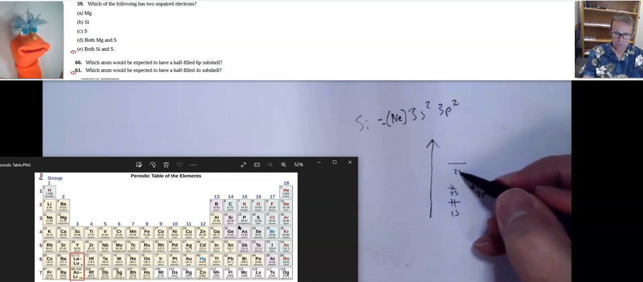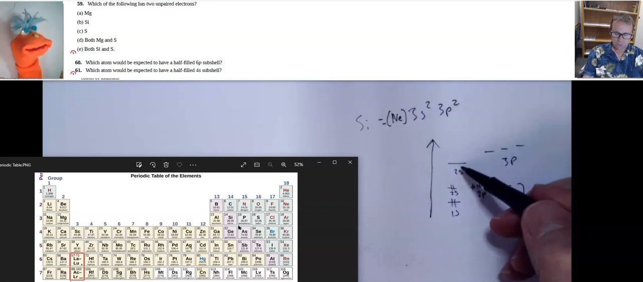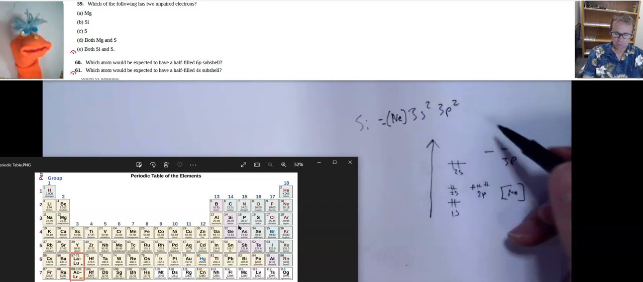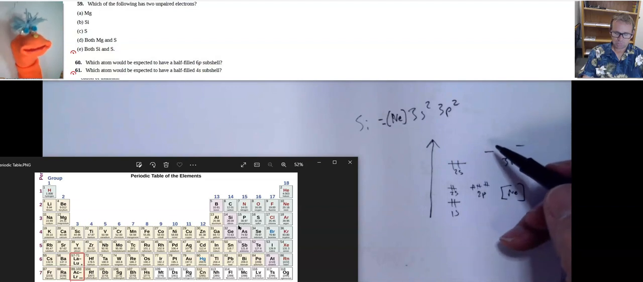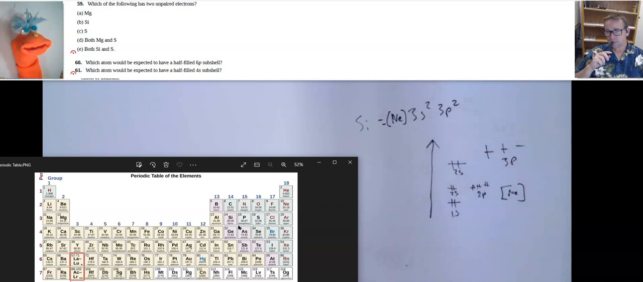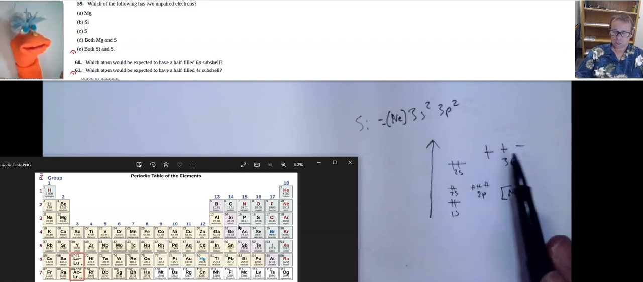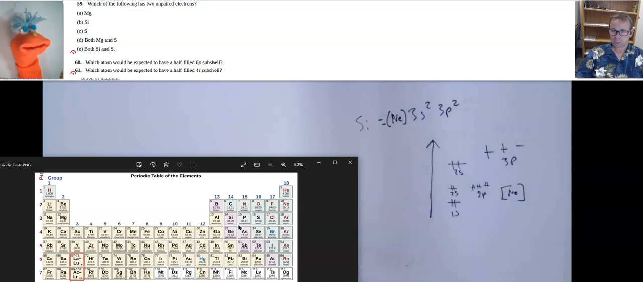Now I have 3s and 3p. How many electrons in 3s? 2. How many electrons in 3p? 2. That's right. Now Hund's rule says that you don't pair up electrons until every orbital in a subshell has an electron. So there we see that I have 2 electrons that are what? Unpaired? That's right. So silicon is a scenario of having 2 electrons unpaired.